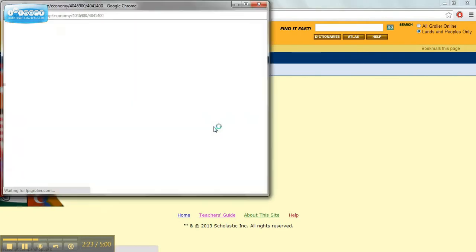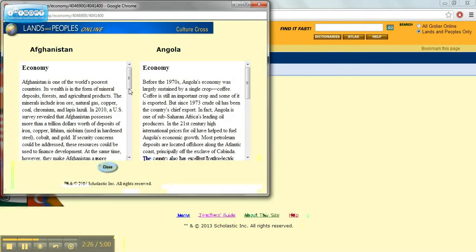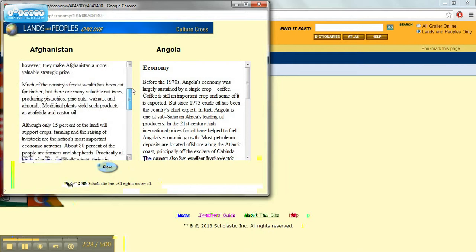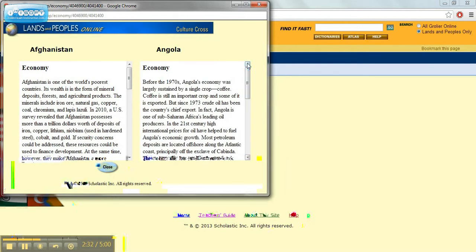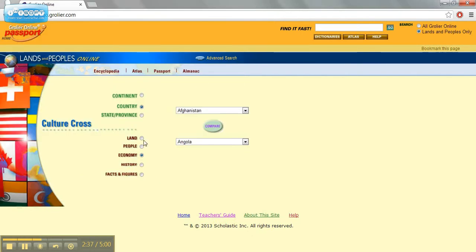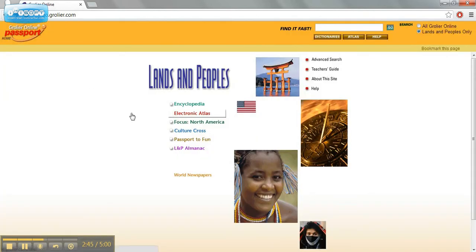What if we wanted to compare their economies? I can find out about the two economies and have them side by side, find out what the top producers and crops are in each country, and compare them by facts and figures, historical events. All kinds of great resources to compare two cultures.